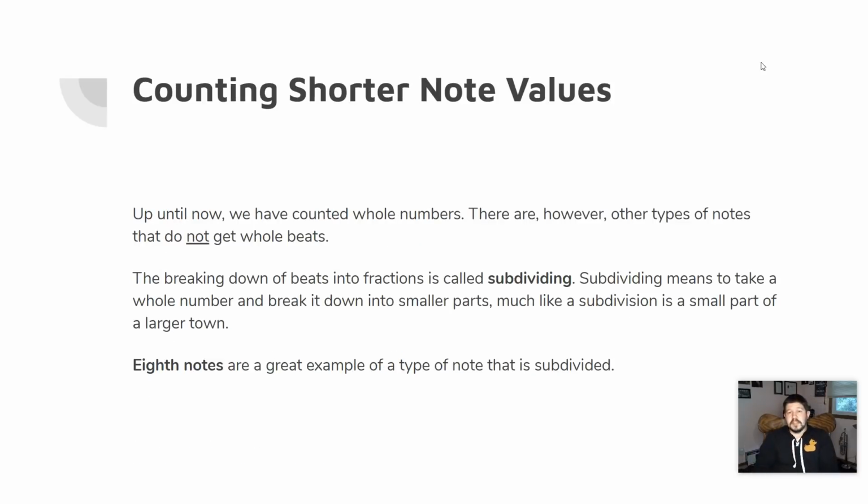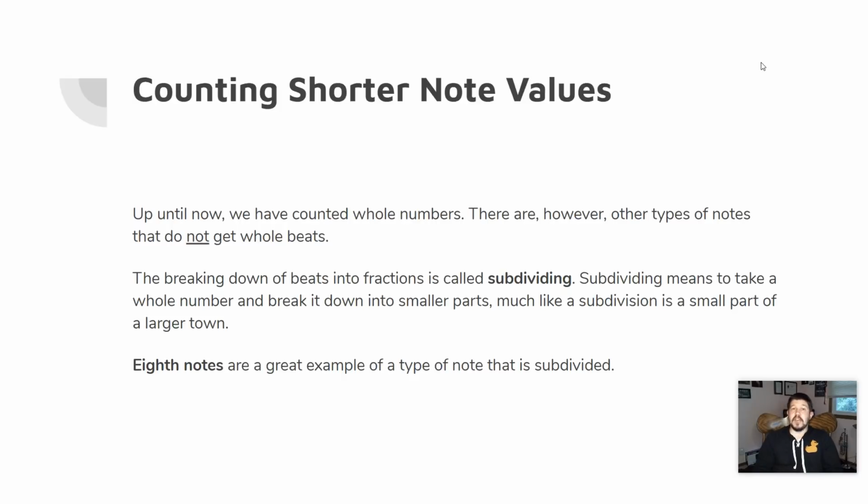So now the main point of today's lesson is going to be counting shorter note values and counting longer rests. We are going to start with counting those shorter note values. So it says here, up until now, we have counted whole numbers. There are, however, different types of notes that do not get whole beats. So what this means is we are breaking down the notes into fractions. So we no longer always have to use whole numbers like 1, 2, 3, or 4. We can use those smaller parts of a beat to create shorter sounds.